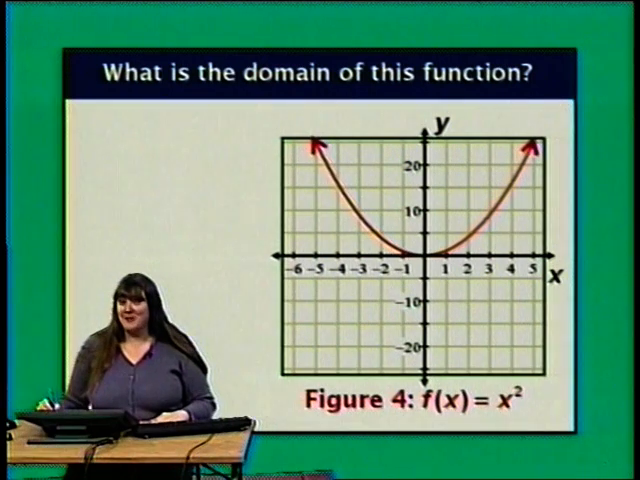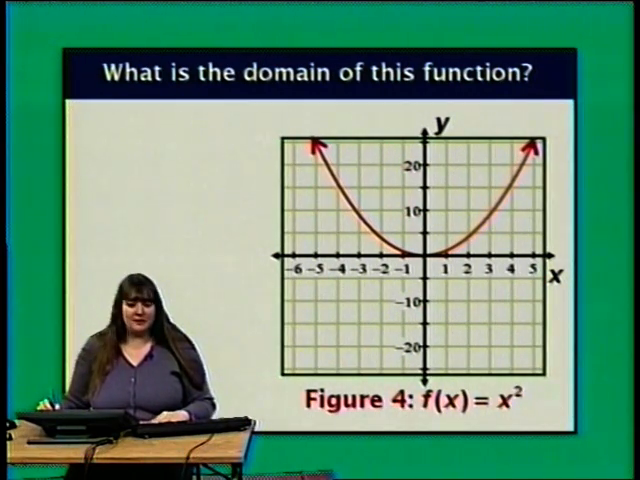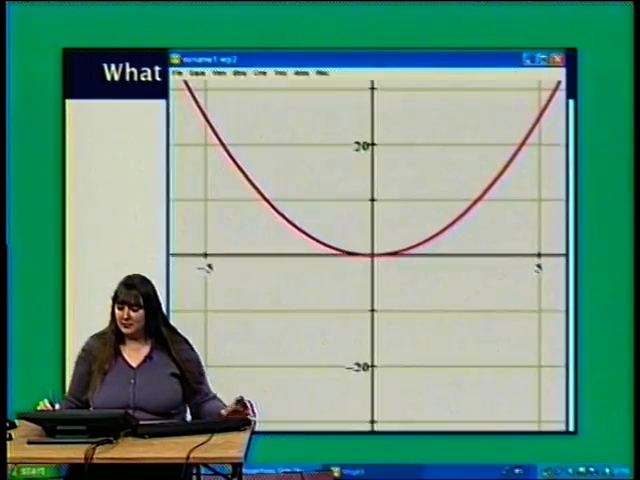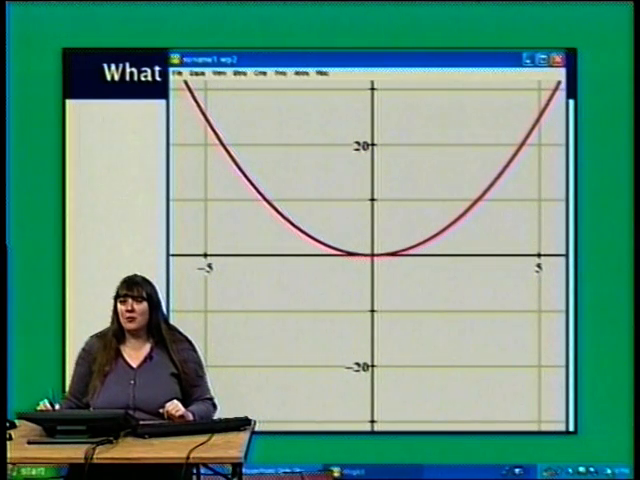So here we have the graph of the parabola f of x equals x squared. What is the domain of this function? Well, I think I'm going to pull out the WinPlot program that we used a couple of lessons ago. Notice that I've taken away some of the grid lines. That's because my graph's going to get too squished up when I do something called zooming out.